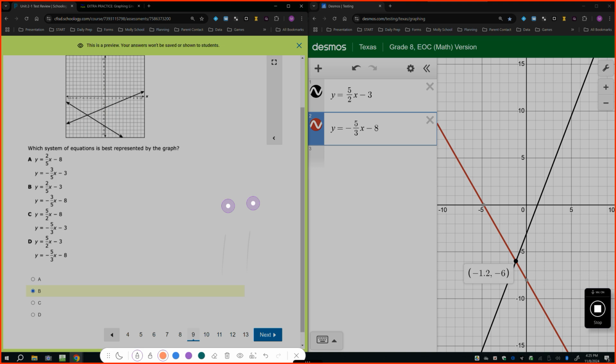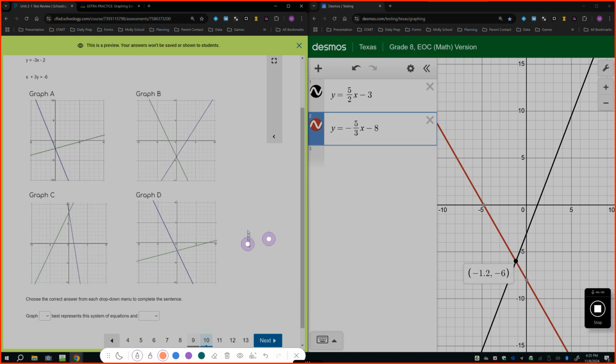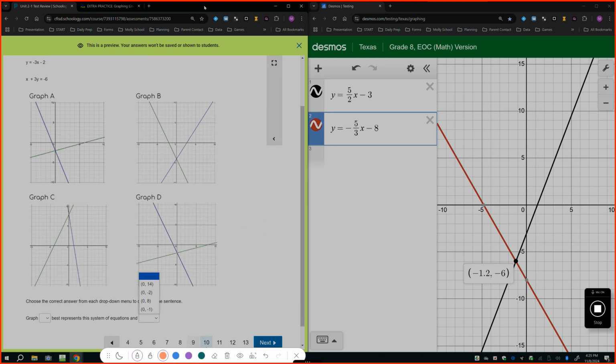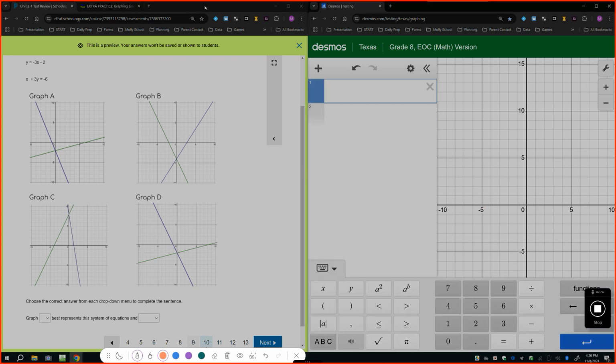Okay, so let's go to the next question, number 10. I will tell you, there was something wrong with one of these graphs, but what you can do is plug the ordered pairs they give you into these equations and see which one gives you the right one. Okay, let me just plug them in. It's gonna be easy. It's no big deal. Okay, so let's get rid of these, and I'm gonna actually just plug them into the second ordered pair.